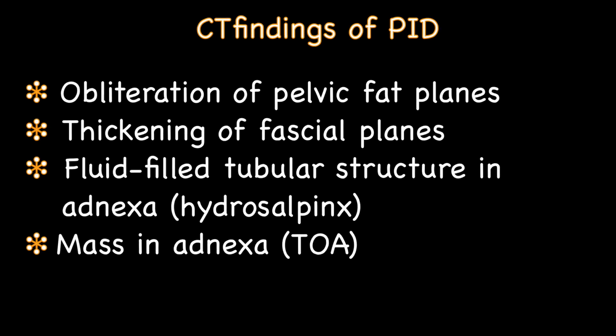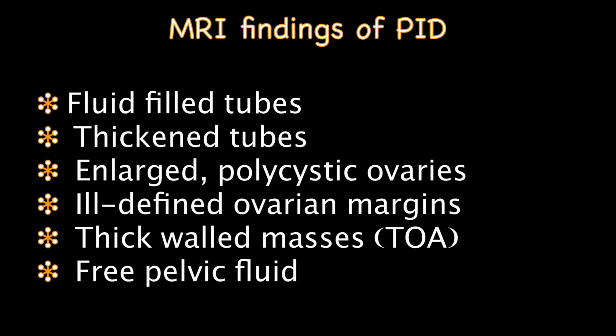Findings suggestive of PID on a CT scan are obliteration of pelvic fat planes, thickening of fascial planes, fluid-filled tubular structure in the adnexa, that is hydrosalpinx, or a mass in the adnexa, such as a tubo-ovarian abscess. Findings suggestive of PID on an MRI are fluid-filled tubes, thickened tubes, enlarged ovaries, ill-defined ovarian margins, thick-walled masses, which are tubo-ovarian abscess, and presence of free fluid in the pouch of Douglas.